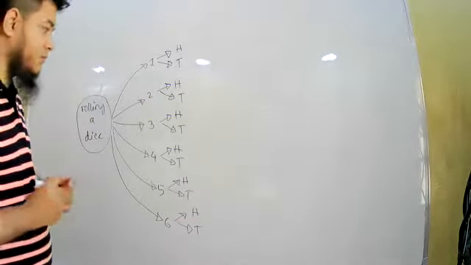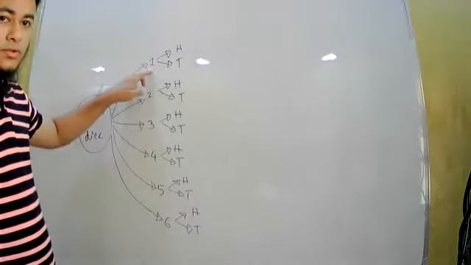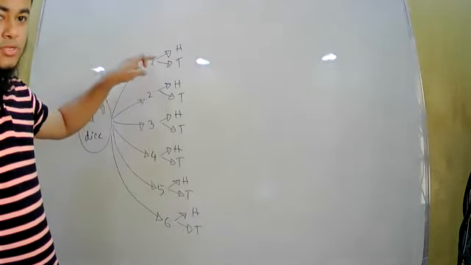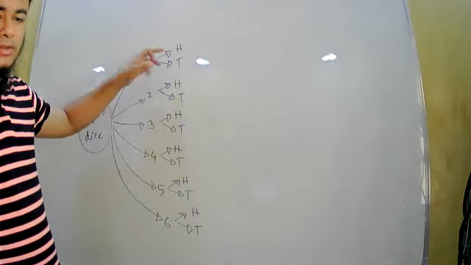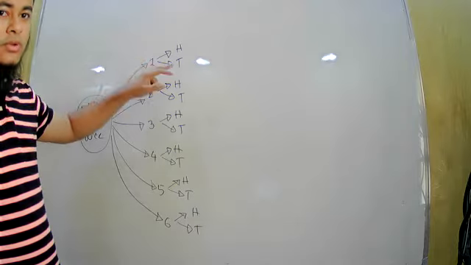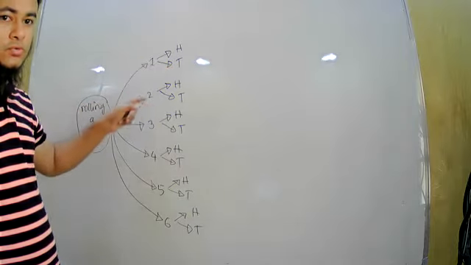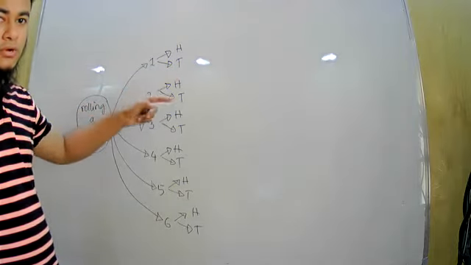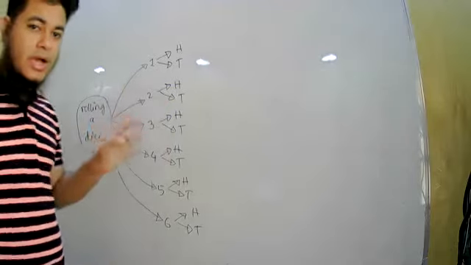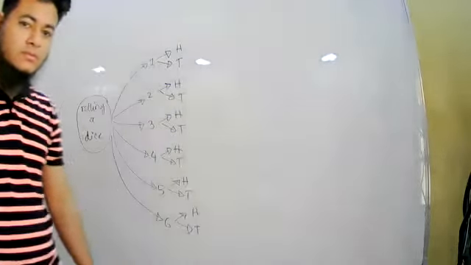Right? If you get 1 when you roll the dice, it is possible that you will get head when you toss the coin, or you might get tail. If you get 2, then also it is possible that you might get head or tail. Likewise, how many possible outcomes will there be?